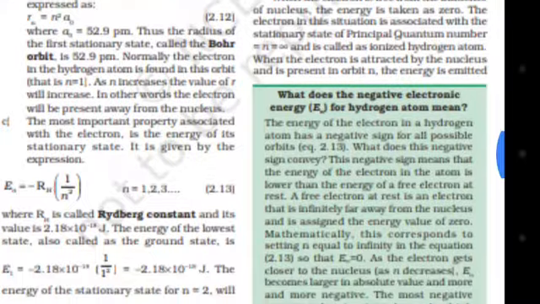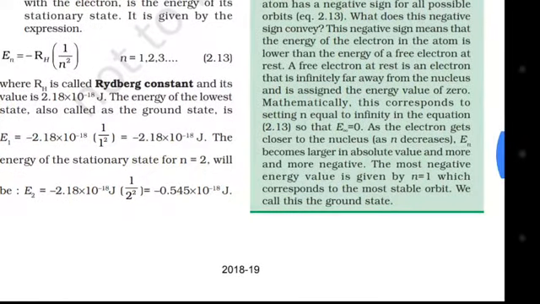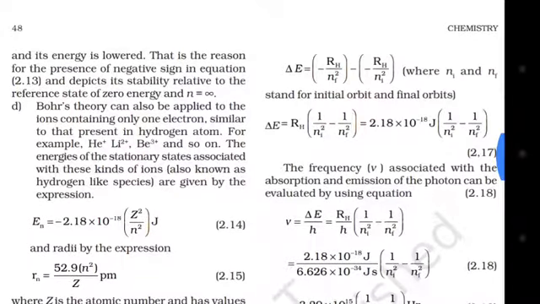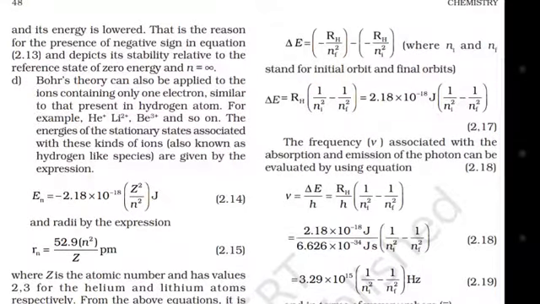The energy is emitted and its energy is lower. तो एमिट होगा तो कम होगा ही. That is the reason for the presence of the negative sign of electron energy in equation 2.13. अच्छा, अभी तक उसी पे मुद्दा चल रहा है.